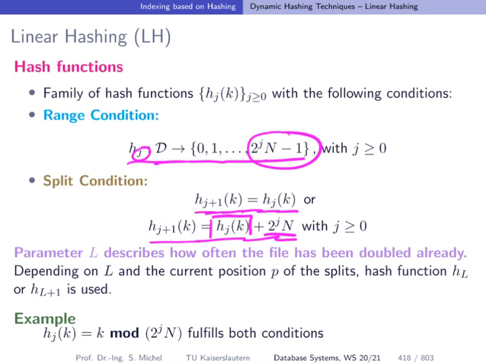The parameter that we will see later on, that we call L, describes how often we have already doubled. And depending on L and the current position of the bucket we have already split, this was the red line I have illustrated in the illustration, we either use hash function L or hash function L plus 1. And yeah, k modulo 2 to the j n fulfills both of these conditions.